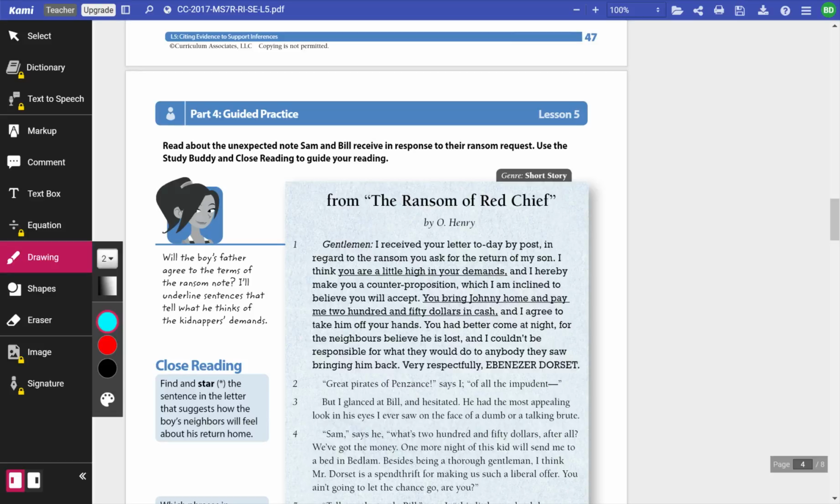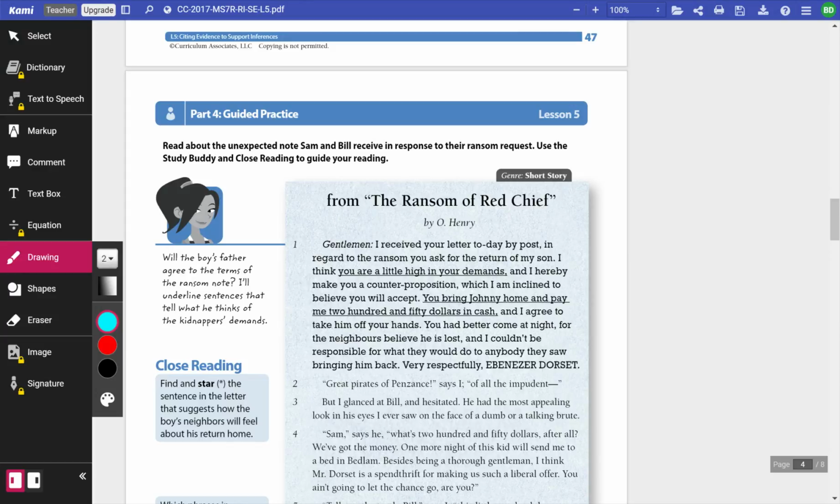Hey guys, welcome back. So we are continuing with lesson 5, which is still citing evidence to support inferences. We're on part 4 today on guided practice. So let's go ahead and get started.